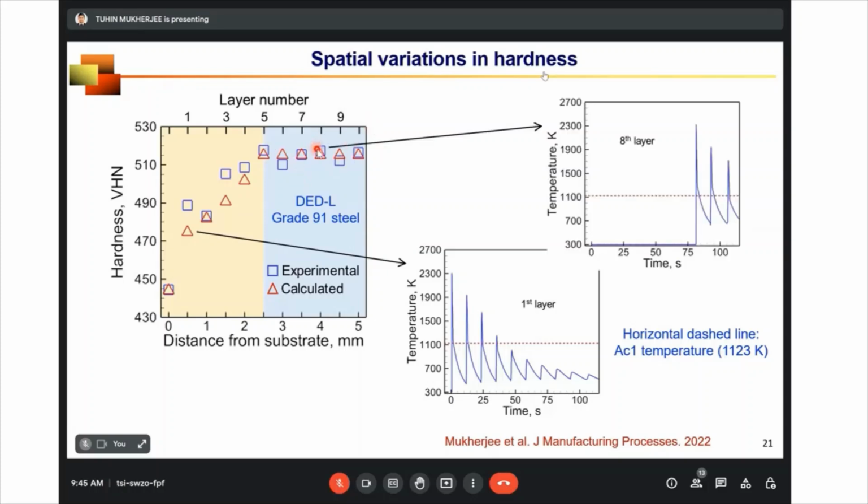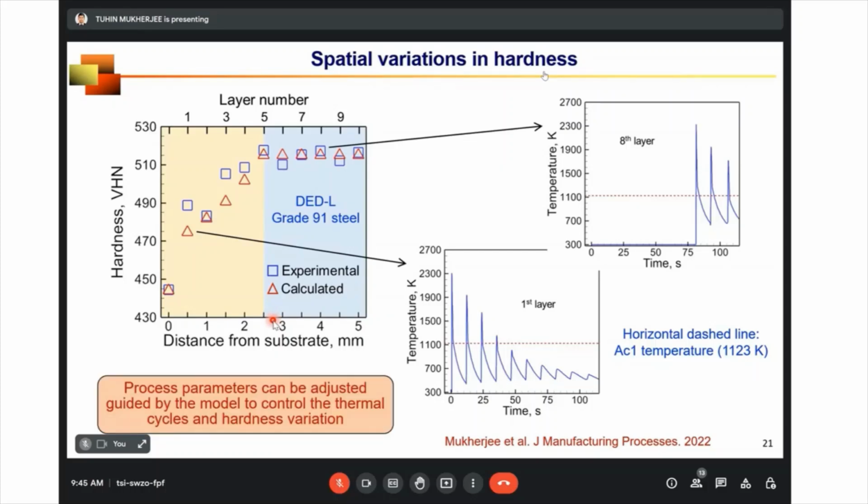But if we see the upper layers, you can see that for the 8th layer, this is the spike. For the 9th layer, this is the spike. And for the 10th layer, this is the spike. So it is not getting any opportunity where it can undergo the martensite to tempered martensite transformation. So in this region, the hardness is always dominated by martensite, and that's why it's not varying that much. So two regions, and we can fully explain the hardness of these two regions depending on the calculated thermal cycle and tempering kinetics. And the most important thing is we can adjust the process parameters guided by this type of model to control the hardness variation.